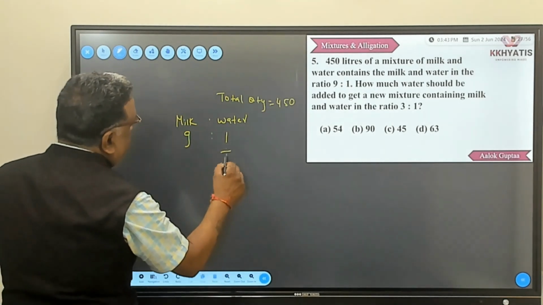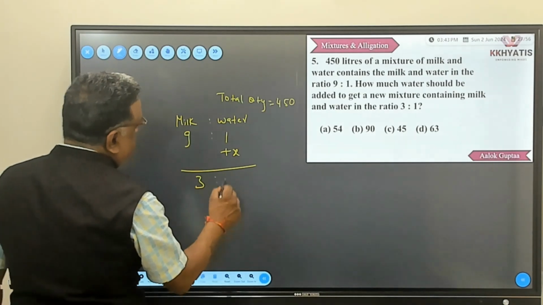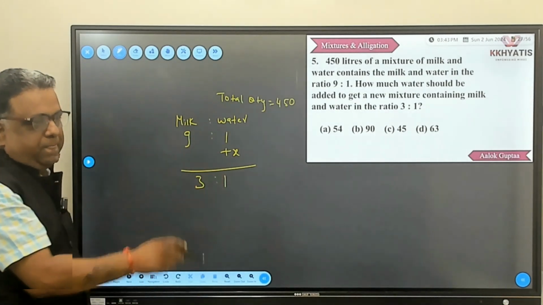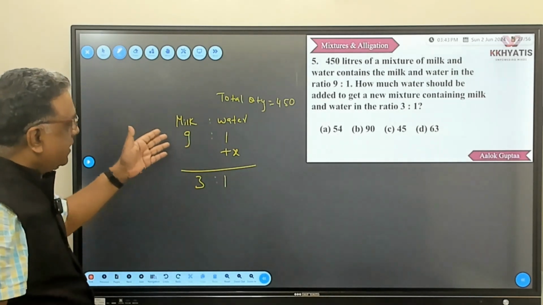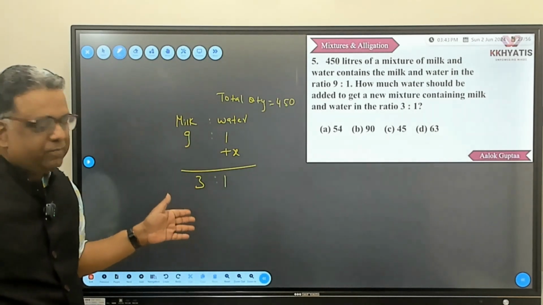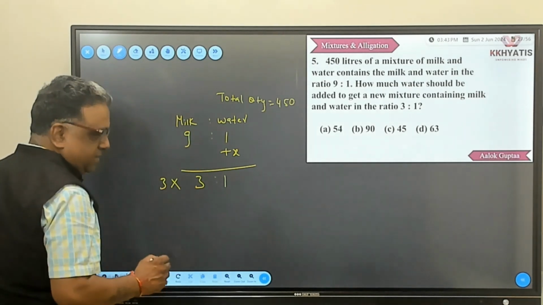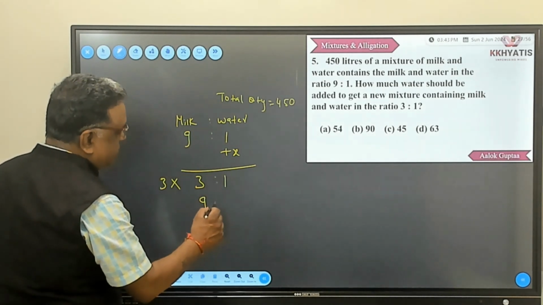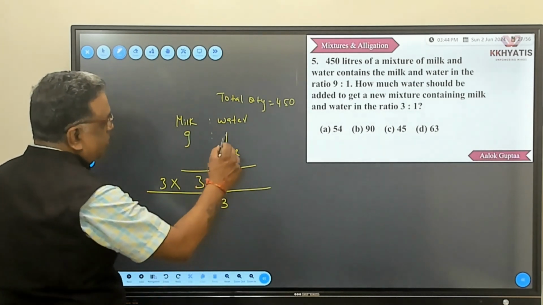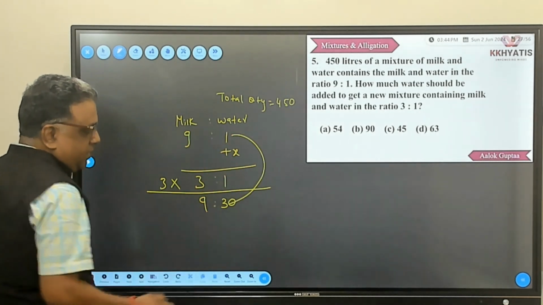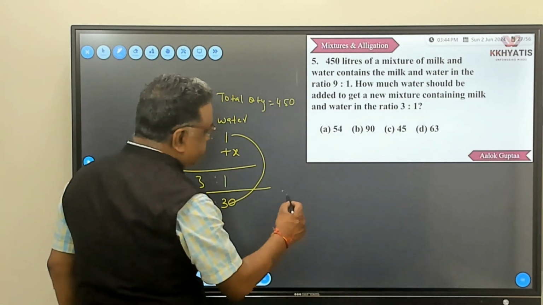Now I am adding some water to it. After adding the water, the ratio becomes 3:1. So we have added water. We have not made any changes in the milk. So milk अगर यहाँ 9 है, so here also it should be 9. So to make this 9, I will multiply this ratio by 3. So this ratio will become 9:3. So after this ratio became 9:3, the water was 1, it became 3, which means how much did I add? 2 in terms of ratio.